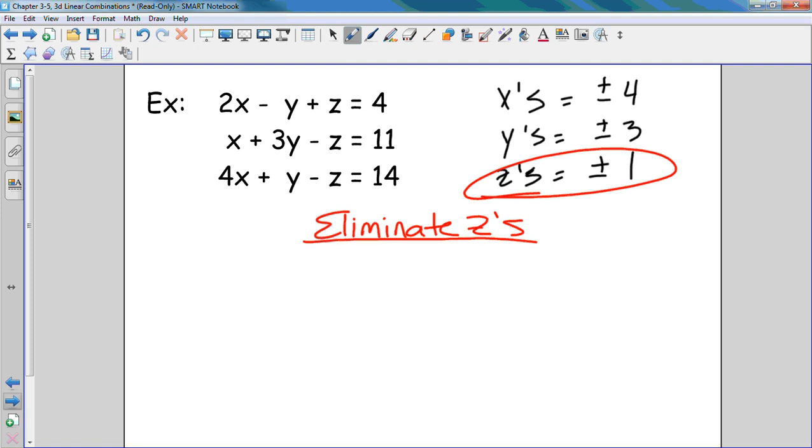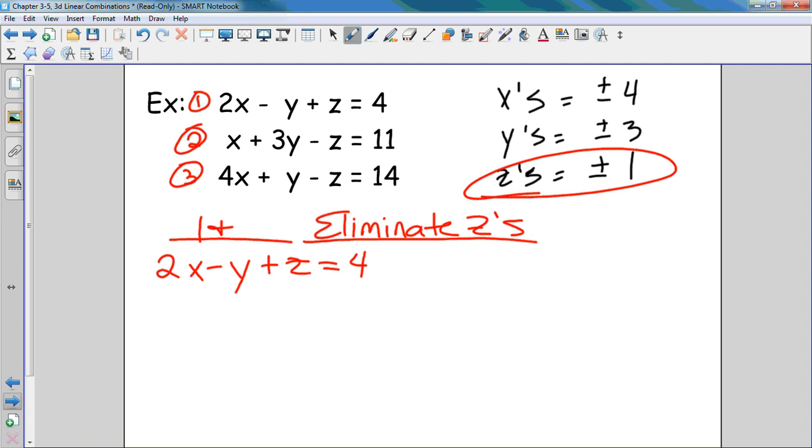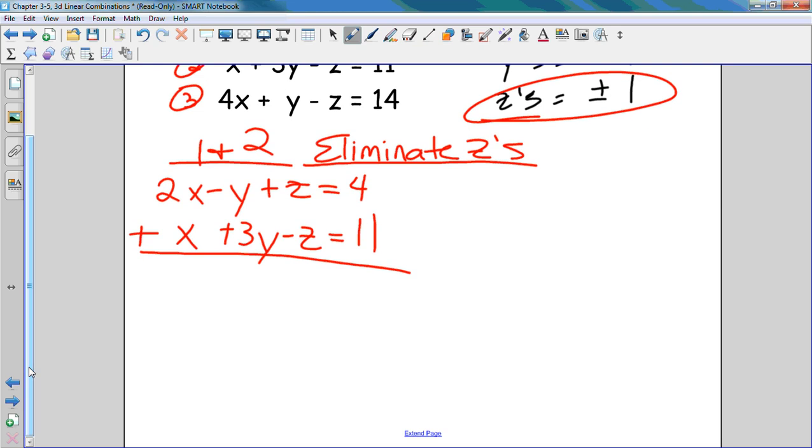I'm going to start by choosing any two equations that I want. Which two would you like to choose? First and second, because I have a positive 1z and a negative 1. Once I add them together, they're going to cancel each other out. That's what I want. So I'm going to have 2x minus y plus z equals 4. That's equation 1. I'm going to write down, I use equation 1. Now I'm going to use equation 2. Plus 3y minus z equals 11. I'm going to add them so that I can eliminate the z's.